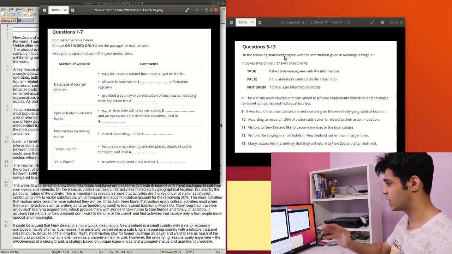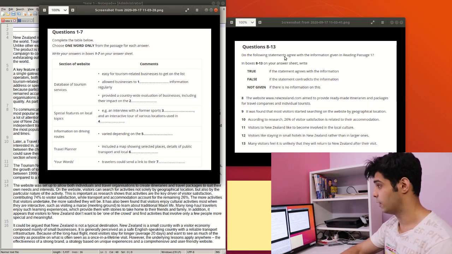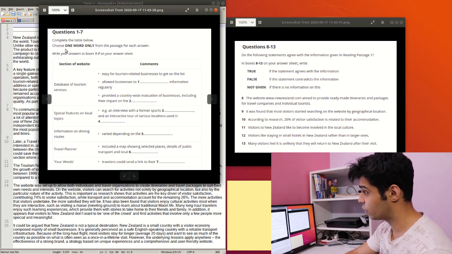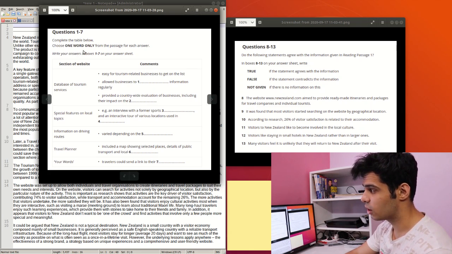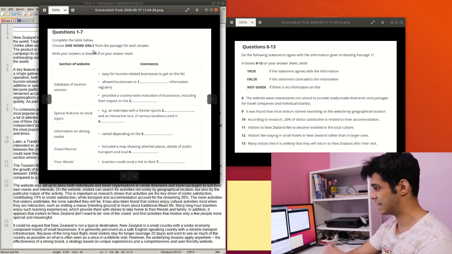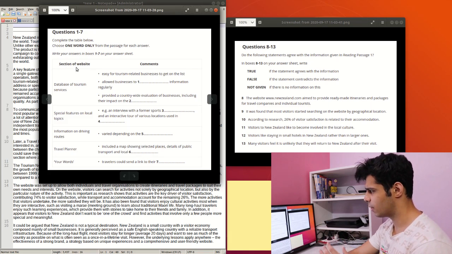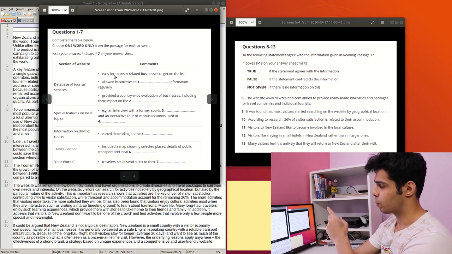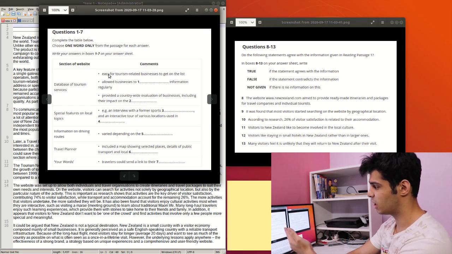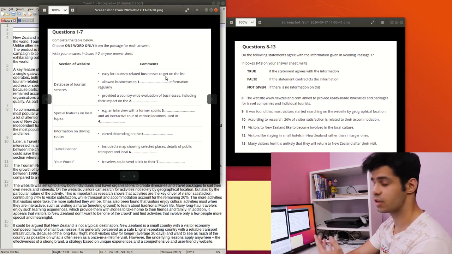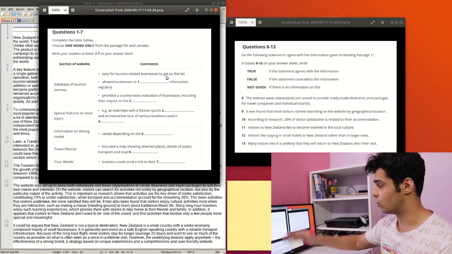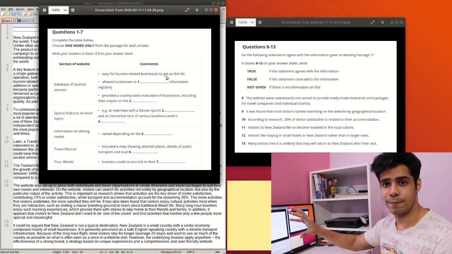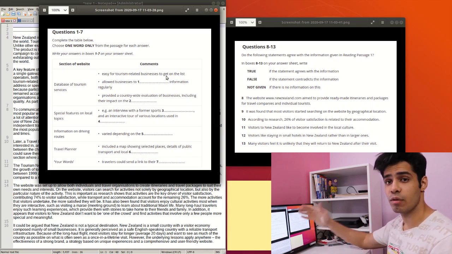Like I said, in the first 30 seconds we want to examine what they're going to be asking us about. The most important one over here is that you have to choose only one word. Remember, this instruction is very important. Like I said, pay attention to it. Then they're going to be talking to us about some sections of a website, database of tourism services, ease of tourism-related businesses to get on the list. Whenever you come across something like this, you will know that your summary question has started, and that's when you will be able to pay attention and solve the question side by side.